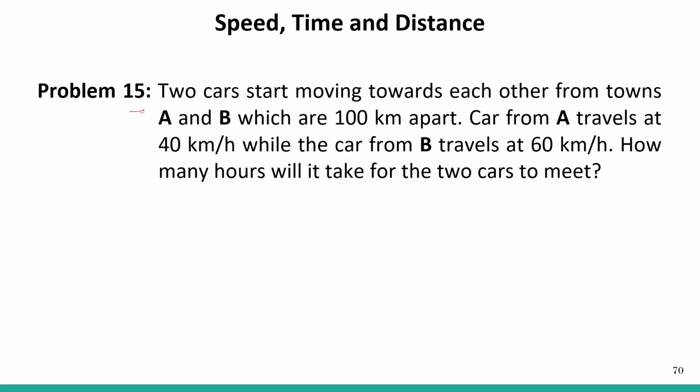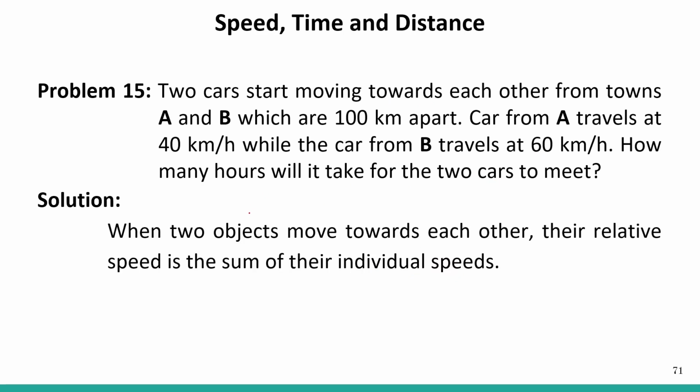Let's see problem number 15. Two cars start moving towards each other, so their directions are opposite, from towns A and B, which are 100 km apart. The car from A travels at 40 km per hour, while the car from B travels at 60 km per hour. How many hours will it take for the two cars to meet? Their relative velocity will be 60 plus 40, which is equal to 100 km per hour, right? So for 100 km it will be 100 by 100, which is equal to 1 hour. So it will take 1 hour for both the cars to meet.